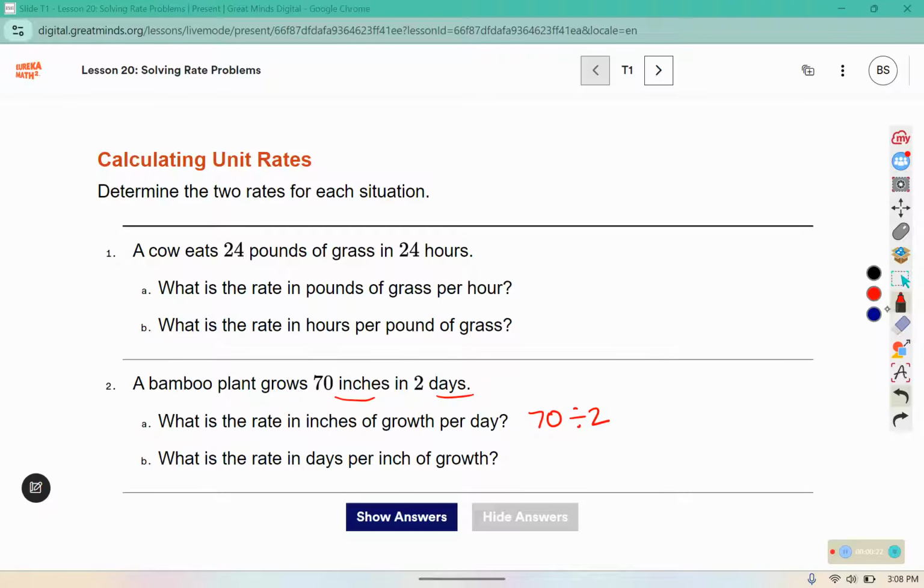And then in the second one, it says days per inch. So we're going to divide days by the inches. 70 over 2. 2 fits into 70 35 times. The other one would be 2 over 70. 2 fits into 2 once and into 70 35 times. So we have 35 inches per day, or 1/35 days per inch.